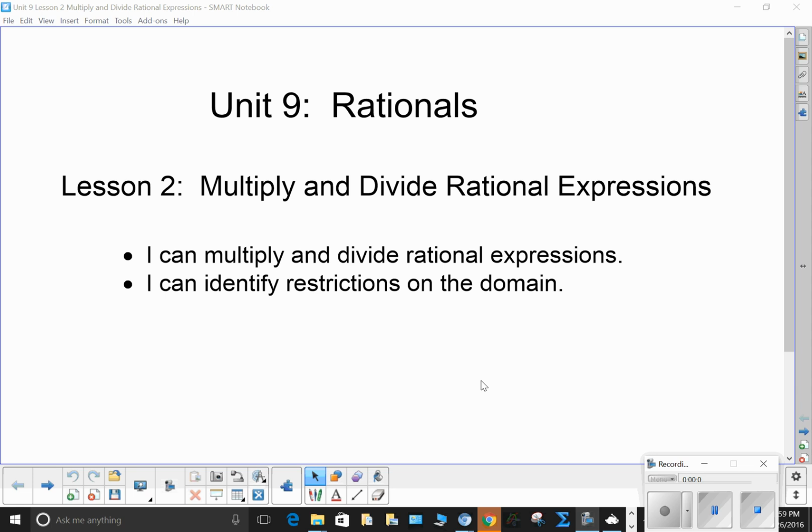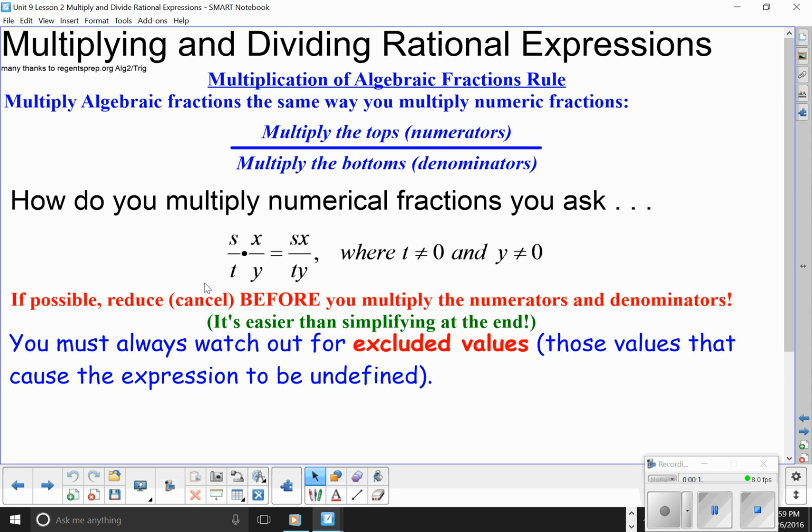Dividing rational expressions. Well, your I cans will be: I can multiply and divide rational expressions. I can identify restrictions on the domain, same as what we did before. Let's get started. Okay, again, thanks to Regents Prep for some of this stuff.